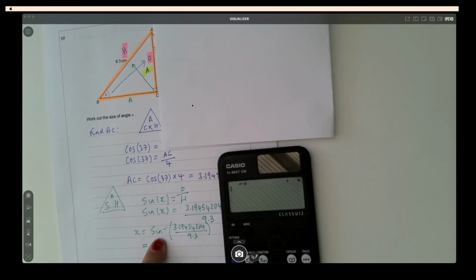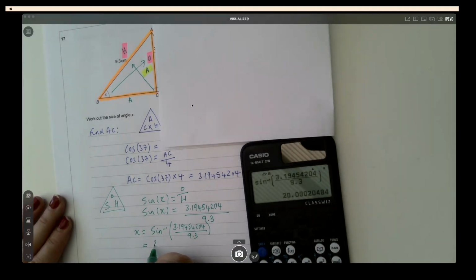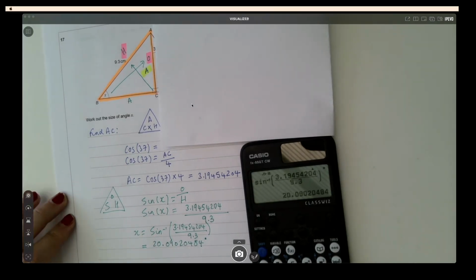So to find the inverse sin function, you press shift and the sin button. Same for if you were working with cos or tan. So let's put a fraction in there, 3.19454204, 9.3, arrow away from the fraction, close your brackets and press equals. So we have 20.09020484 degrees for that angle.